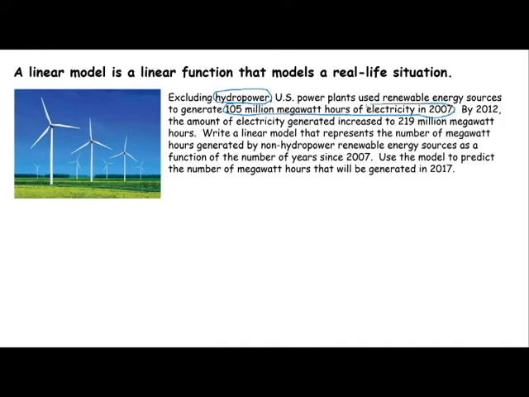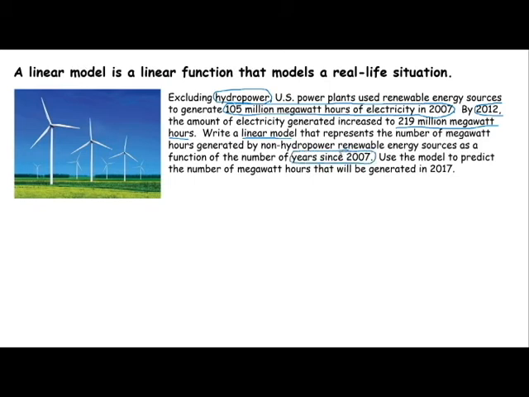That seems important. I'm going to circle that so I don't lose track of it. By 2012, that seems important as well, the amount of electricity generated increased to 219 million megawatt hours. Notice there is a change. We went from 105 million in 2007 to 219 million in 2012. Write a linear model, so we're going to assume this grew at a constant rate, that represents the number of megawatt hours generated by non-hydropower renewable energy sources as a function of the number of years since 2007.